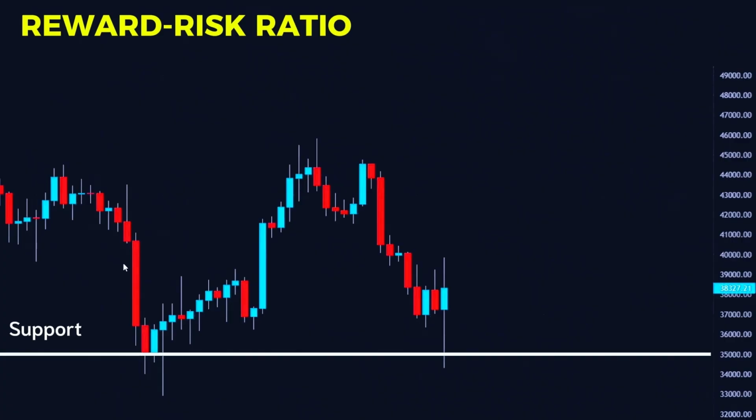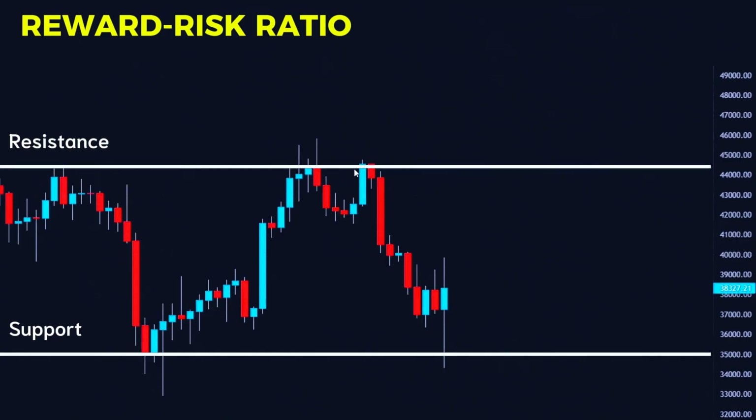Next, we identify the resistance. The price has tested this level 3 times but failed to break above it. So, if we decide to buy here, our stop loss should be placed below the support, and our take profit should be placed near the resistance. Let's calculate it. The current price is around 38,000. This is our entry price. The support is around 35,000, so we'll place our stop loss there. Our take profit is around 44,000.